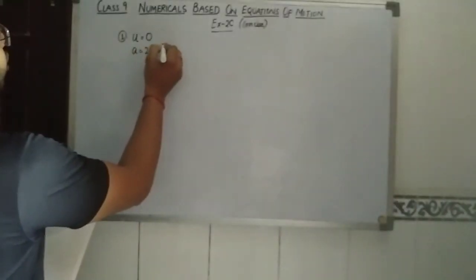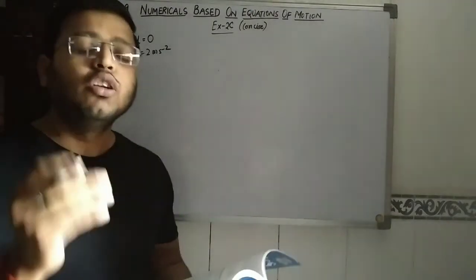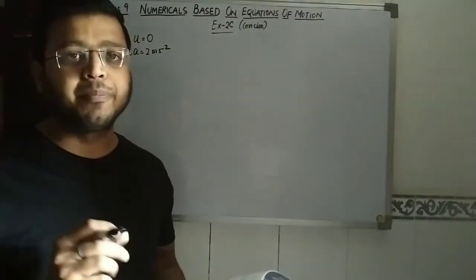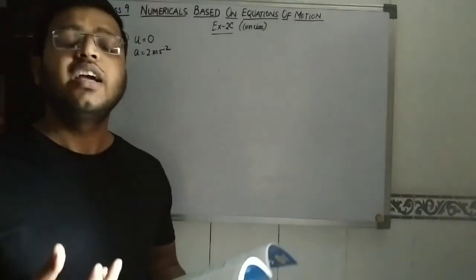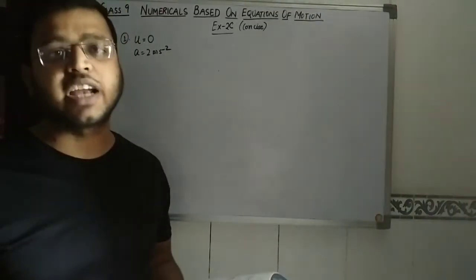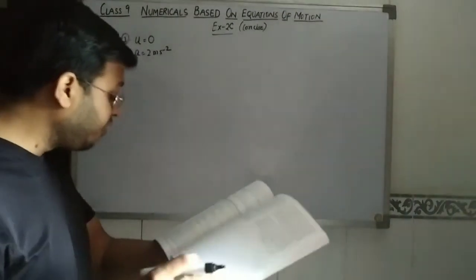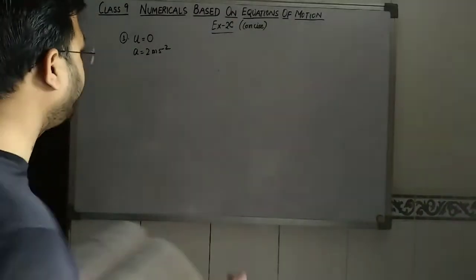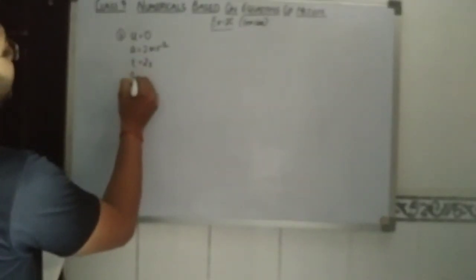And sometimes if you have a problem understanding which physical quantity is given, just concentrate on the unit, because we know very well that velocity has unit meter per second and acceleration has unit meter per second square. So this 2 meter per second square will become the acceleration. Find the distance covered by the body in 2 seconds. t is equal to 2 seconds. We have to find distance.